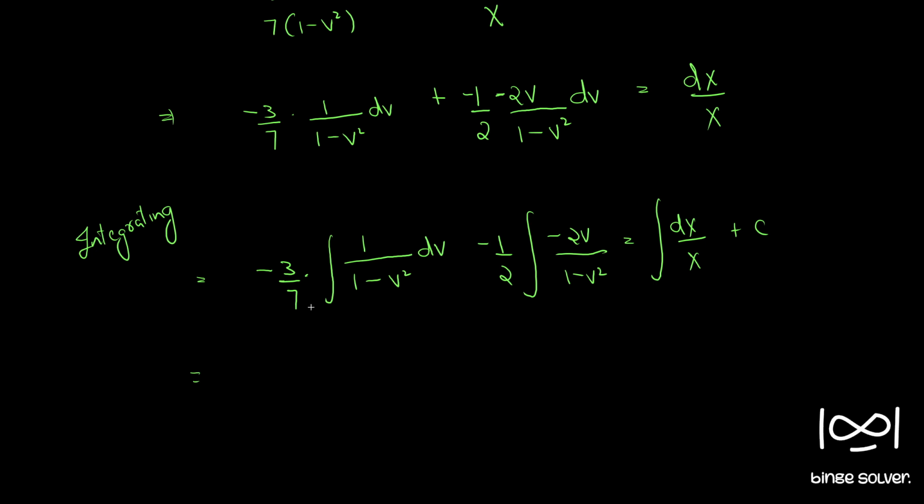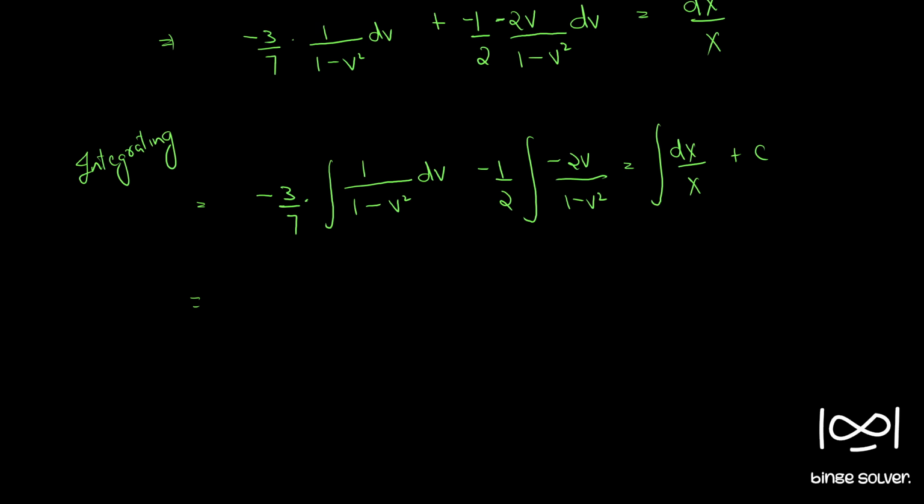Now we can integrate this using this integral has a standard formula, which is integral 1 by a square minus x square dx is equal to 1 by 2a log a plus x by a minus x. Okay. So we will be using the standard formula to solve this first integral.